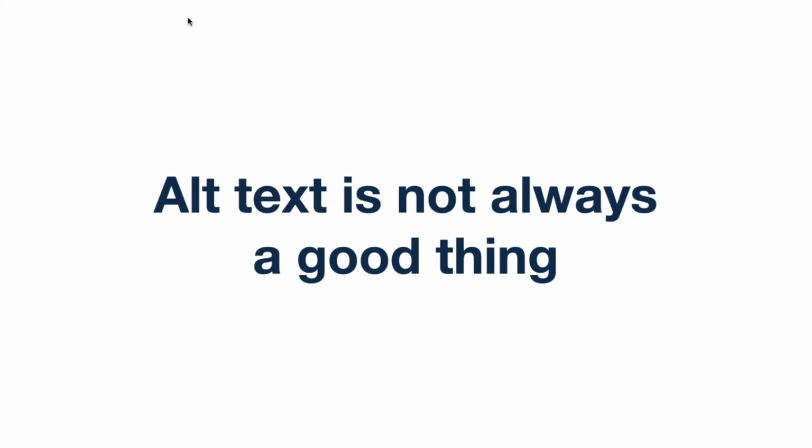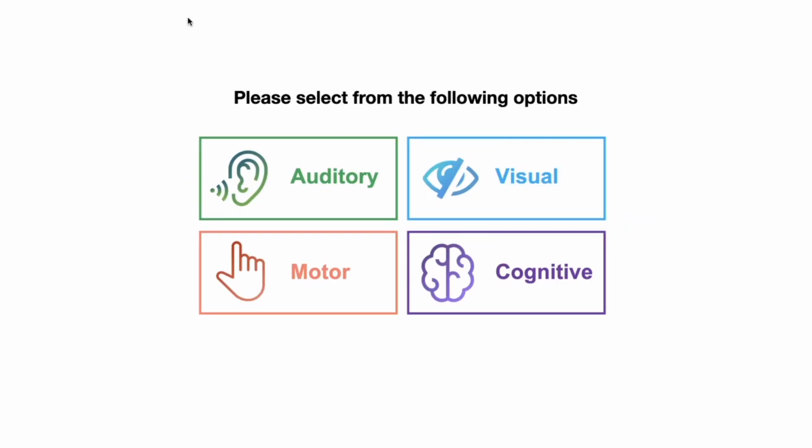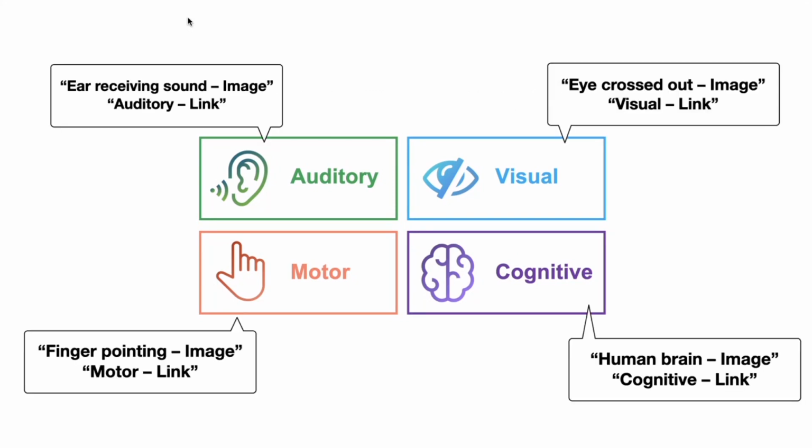But as asked by the question, why would you sometimes not do this? Why would you omit this alt text if it's so useful? Well, here's another example menu, and this is probably the most common example, where you've got a selection of 4 options, but each option has text and it has an image next to it. So you've got auditory, visual, motor, and cognitive, and each one of these has an icon. So if you were to just do the obvious thing here, you provide alt text for those images, you might put something like ear receiving sound or eye crossed out or finger pointing as your alt text, right? So you would just add that alt text for each one of these images.